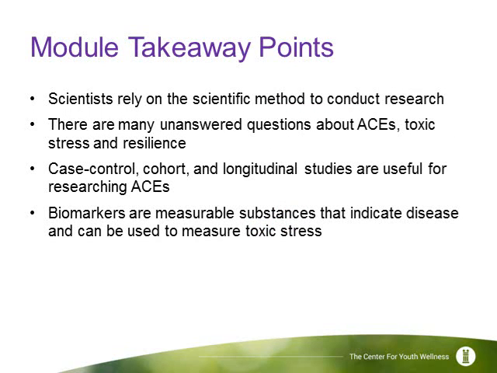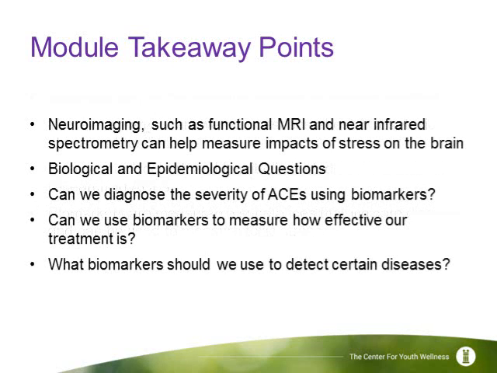Let's review our module takeaways. Scientists rely on the scientific method to conduct research. There are many unanswered questions about ACEs, toxic stress, and resilience. Case control, cohort, and longitudinal studies are useful for researching ACEs. Biomarkers are measurable substances that indicate disease and can be used to measure toxic stress. Neuroimaging, such as functional MRI and near-infrared spectrometry, can help measure the impacts of stress on the brain.